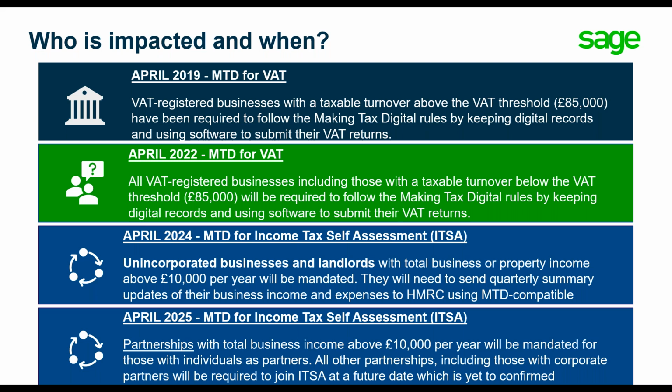And MTD for ITSA. April 2024, unincorporated businesses and landlords with total business or property income above 10,000 per year will be required to follow MTD rules. And April 2025, partnerships with individuals as partners and total business income above 10,000 per year will fall within the scope. All other partnerships, including those with corporate partners, will be required to join ITSA at a future date which is yet to be confirmed.